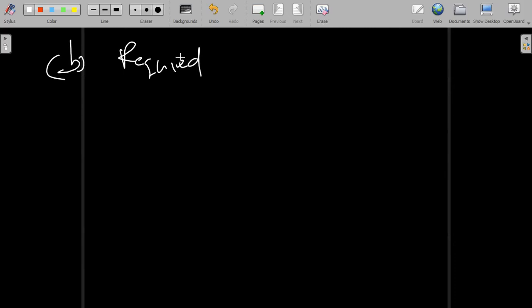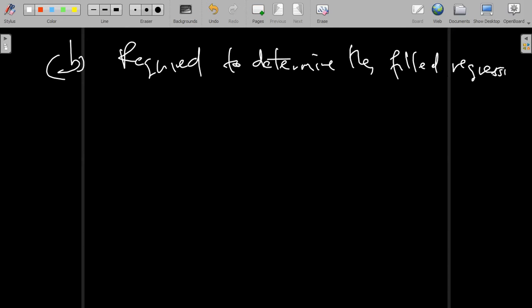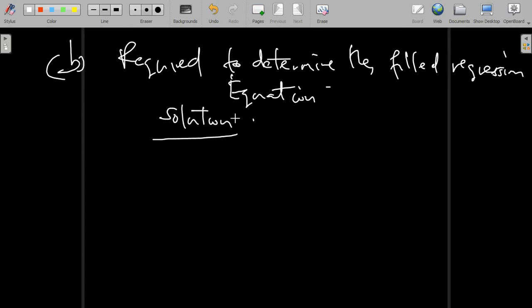Now after taking that, let's go to B. Now you're required to fill out the regression equation. Now, how do we fill the regression equation? Now, solution.